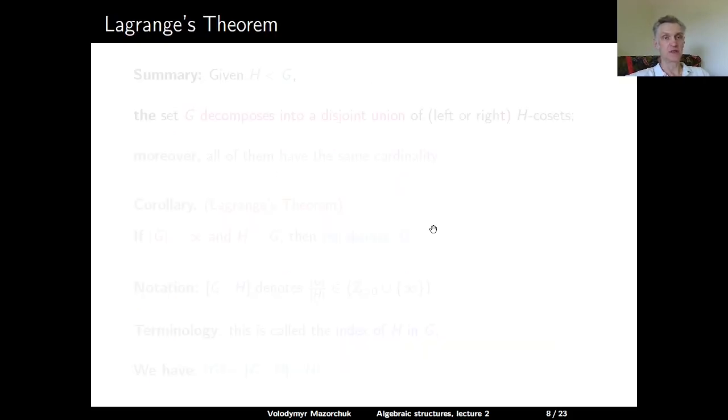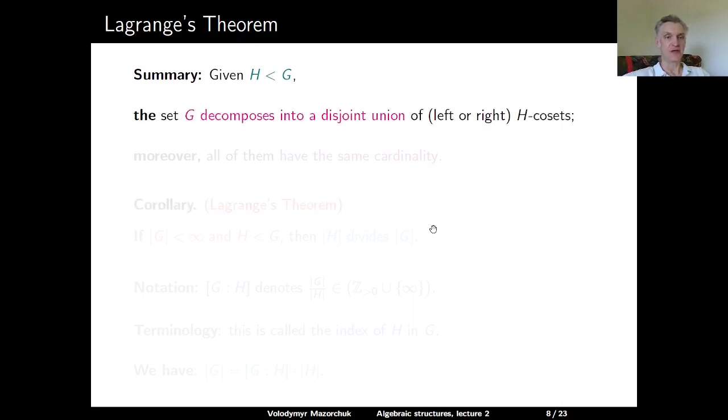Now we can use this to prove what is known as Lagrange theorem. So let's summarize what we know. If we have a subgroup H in G, then we can decompose G into a disjoint union of left H cosets or right H cosets. We can choose one of them. Moreover, all of them have the same cardinality.